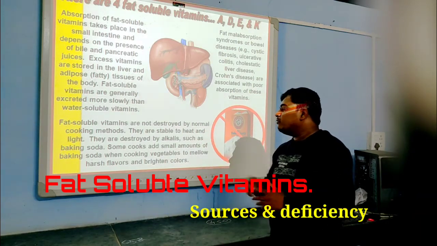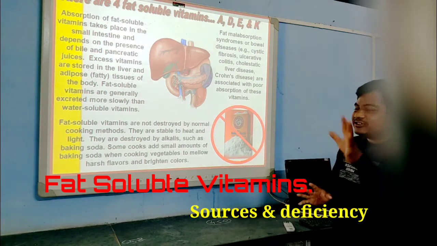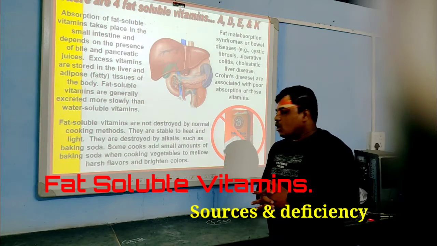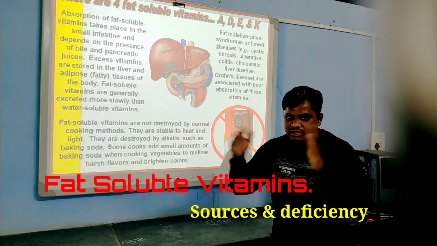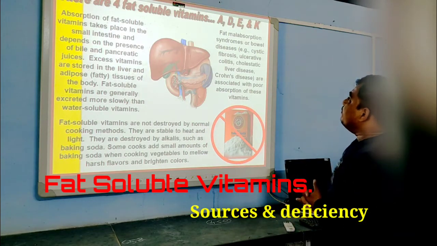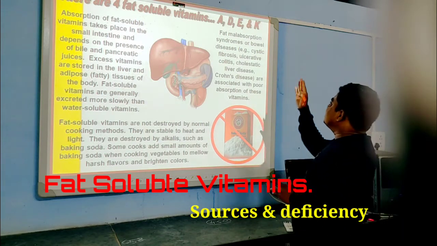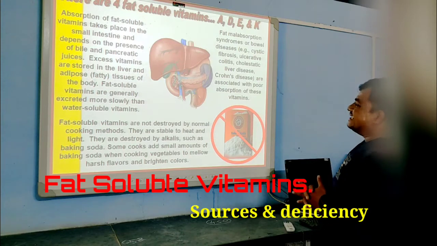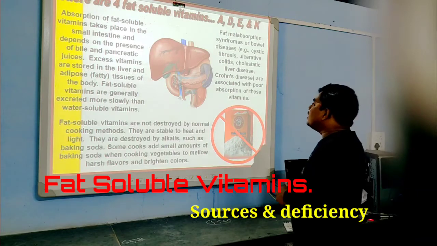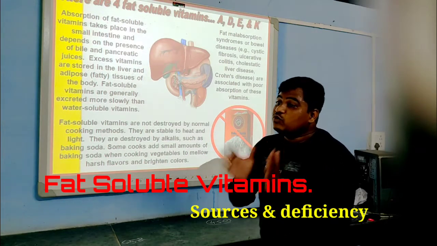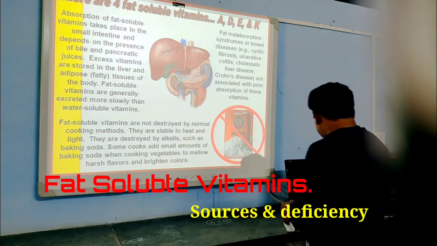They are destroyed by alkalis such as baking soda. Some cooks add a small amount of baking soda when cooking vegetables to mellow harsh flavors and brighten colors. Now, fat malabsorption syndrome or bowel disease, for example cystic fibrosis, ulcerative colitis, cholestatic liver disease or Crohn's disease, are associated with poor absorption of these vitamins. If you fail to take this type of vitamin, then these types of diseases are common.